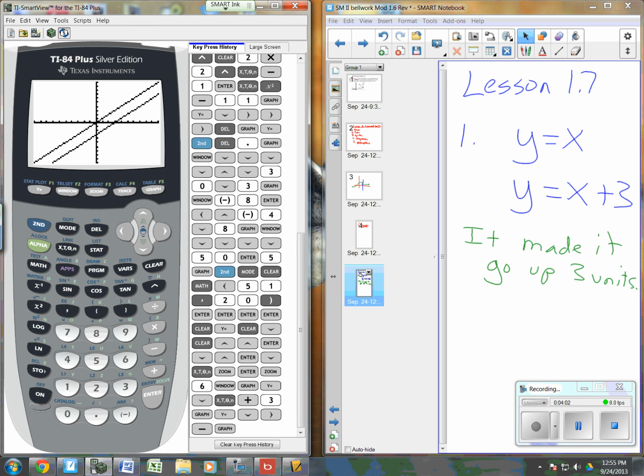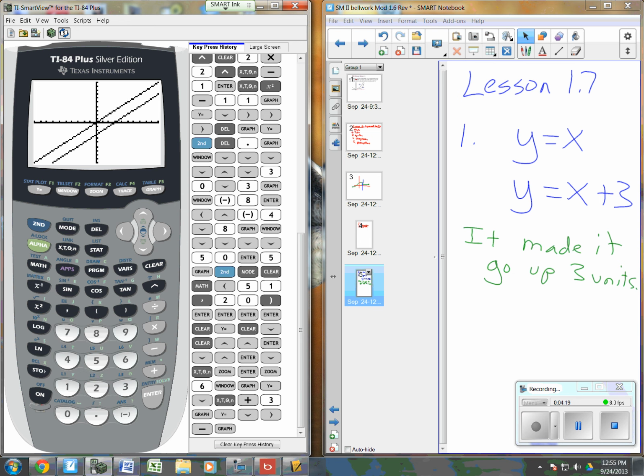What did it do from y equals x? It moved it down 3. So I would write down, it made it move down 3. Okay? We got that? It made it move down 3.